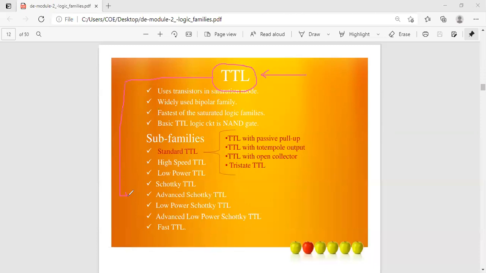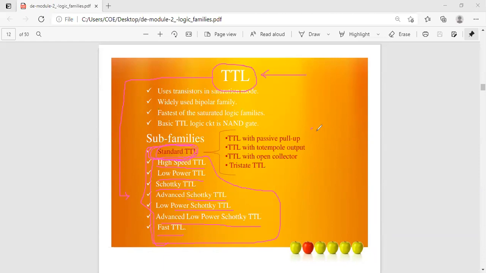It is given here. So this TTL has many classifications. That means high speed transistor logic, low speed transistor logic, Schottky transistor logic, advanced Schottky transistor logic, low power Schottky transistor logic, and then advanced low power TTL, fast TTL. Okay, and these are all the technologies available nowadays in industrial applications. But in the subject, it is only the standard TTL, sir.